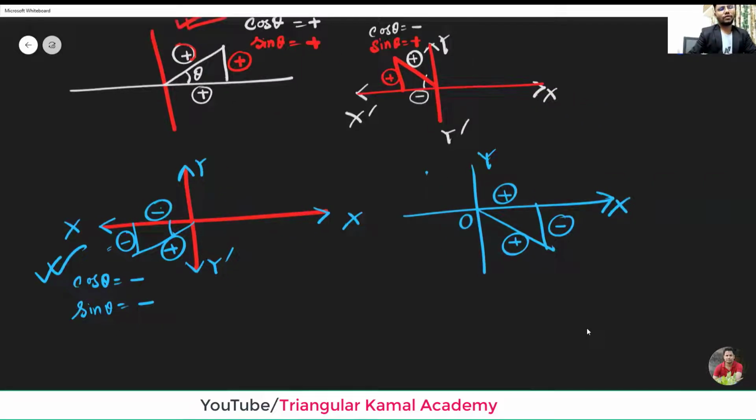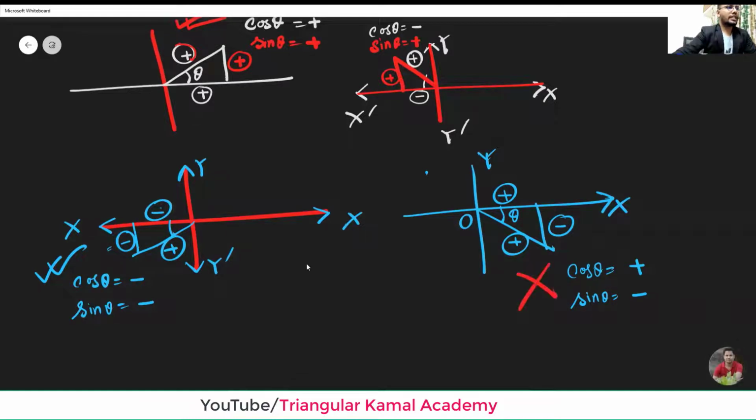So now in the fourth quadrant, cos theta means adjacent by hypotenuse, which is always positive. And sine theta is opposite by hypotenuse, opposite is negative and hypotenuse is positive, so sine is negative. Here cos and sine have different signs. Cos is positive, sine is negative, so this is not acceptable.